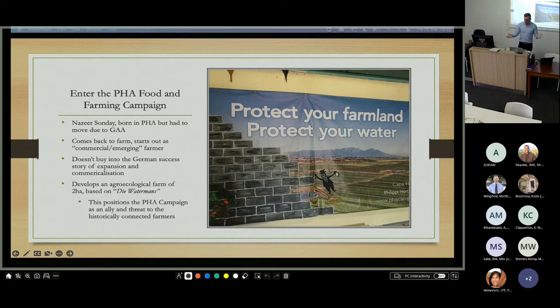So the PHA campaign, in the last 5-6 years, well, at least since 2011, positions itself as an ally to all the farmers in the area, really outspoken about protecting the area for agriculture: protect your farmland, and protect your water. But in many ways, they also oppose the agriculture in the area, because they oppose the model. So that puts them in a weird position. And the historically connected farmers are very aware of this, and they have significant contestations.